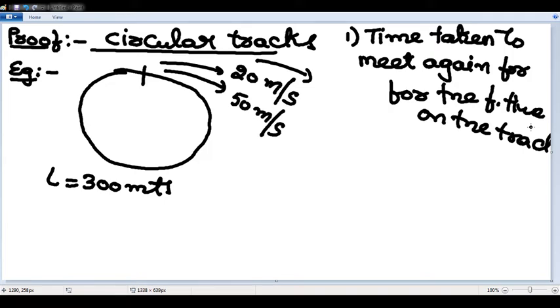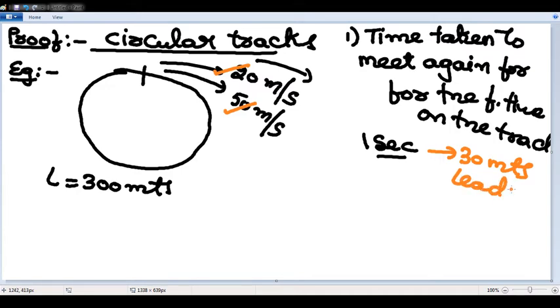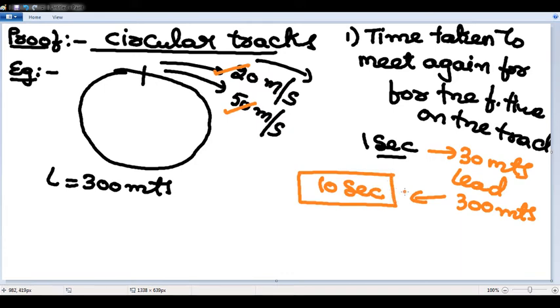Time taken to meet again for the first time on the track. Now, after 1 second, the first person has traveled 20 meters and the second person has traveled 50 meters. That means the second one has taken a lead of 30 meters over the first one. But according to the question, I need a 300 meter lead. That means they both will meet after 10 seconds.